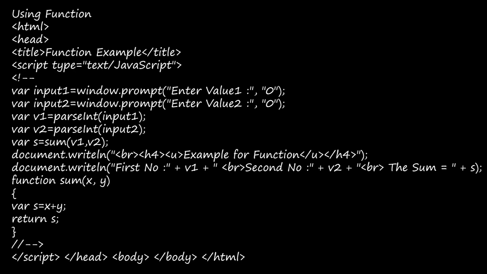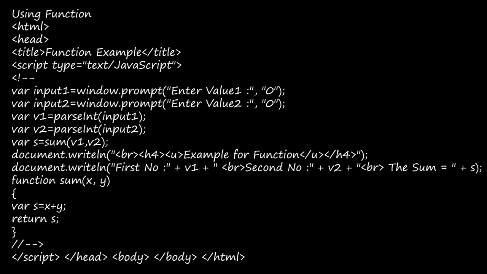So here variable v1 is equal to parseInt of input1. ParseInt is used to convert the given float value into an integer value, right? Here if the value is 3.4 or 4.23, it will just delete the value on the right hand side of the decimal point, and it will just take the value on the left hand side of the decimal point. If you are giving parseInt of 34.234, the value will be just 34.